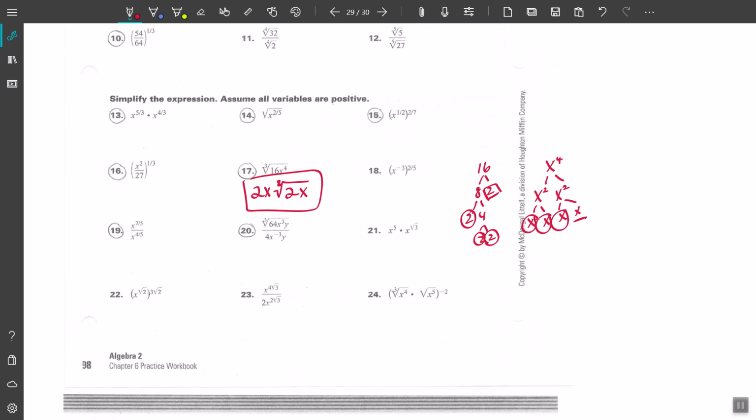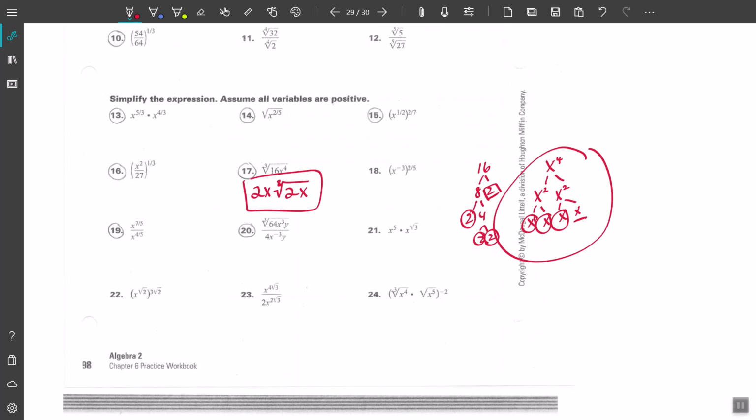So you can prime factor variables out from under the radical symbol as well. You don't have to write out a prime factor tree. I just was trying to illustrate to you that it's the same idea as the 16.